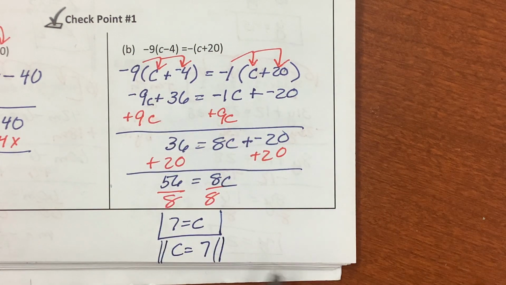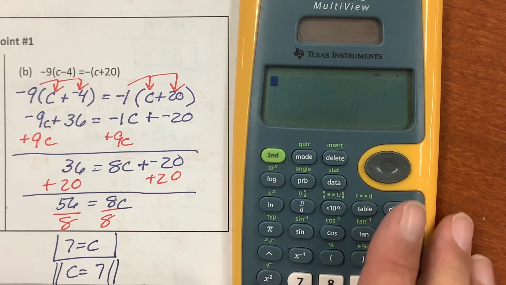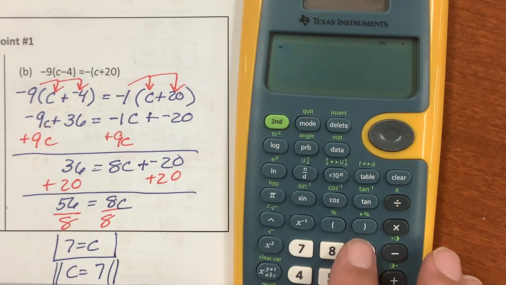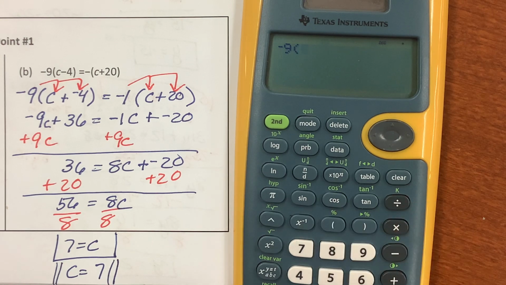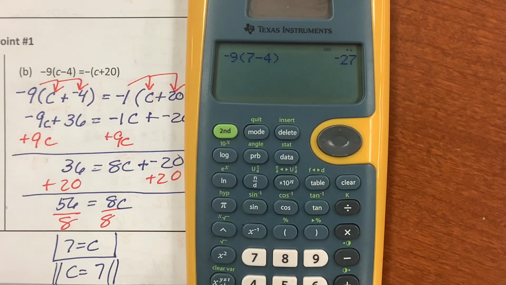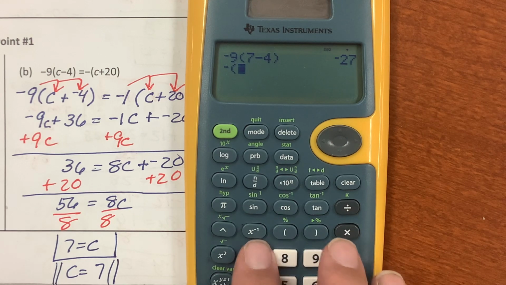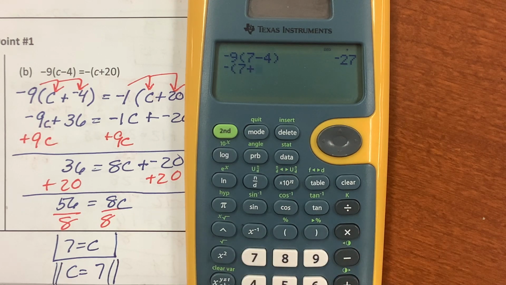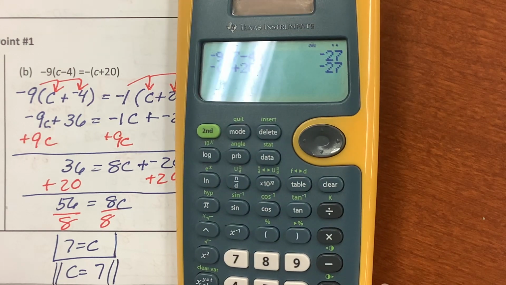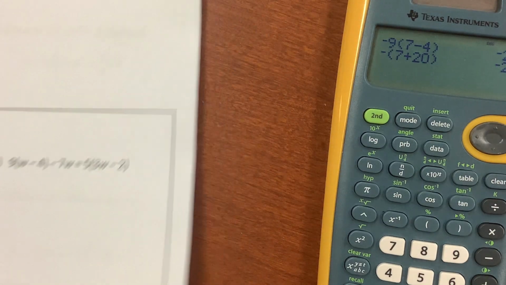Now, again, I'm just going to use my calculator to check it. Just a fast check. Make sure I'm doing this right. There were a lot of steps in there. Negative 9 times 7 minus 4, and that's negative 27. And the other side, negative (7 plus 20), negative 27. So it worked. Yay! Making sure I'm doing the good maths.